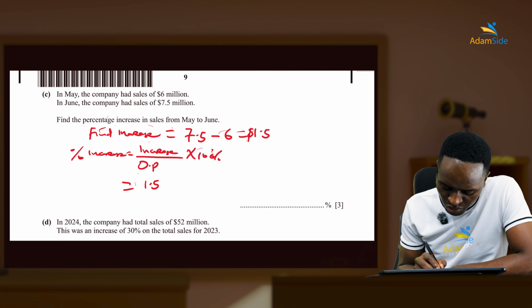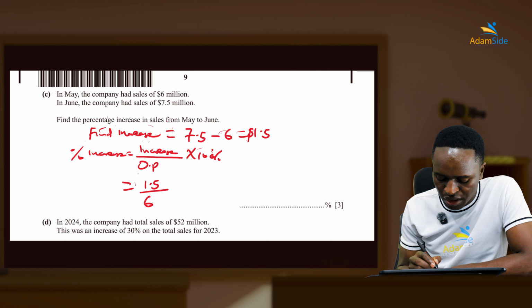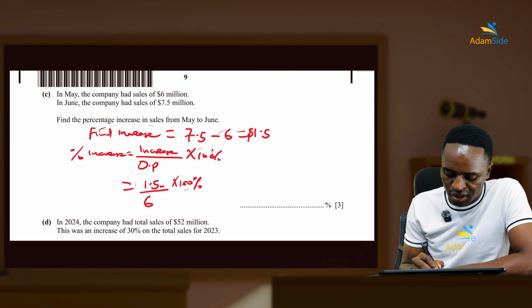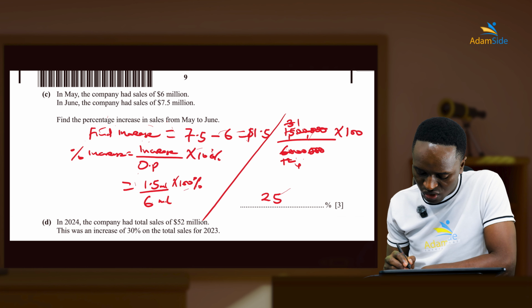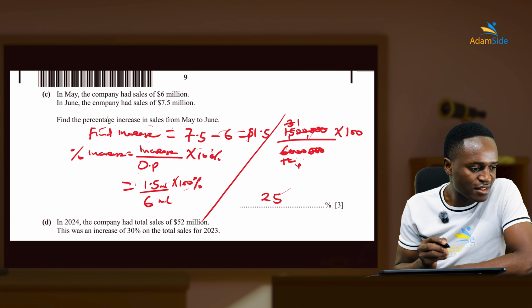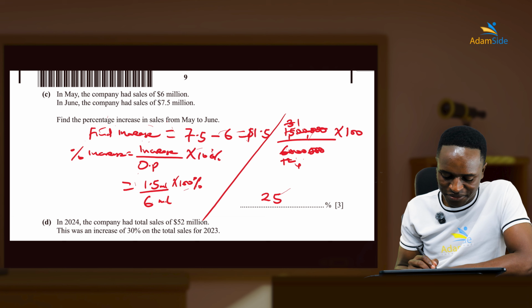Increase is $1.5 million, which is $1.5 million divided by $6 million times 100%. So we have to know this is million. 100 divided by 4 is 25. You get 25%. Correct. Next question.